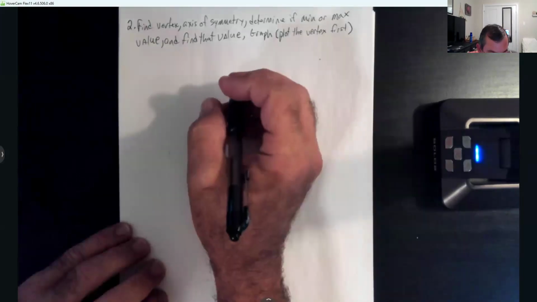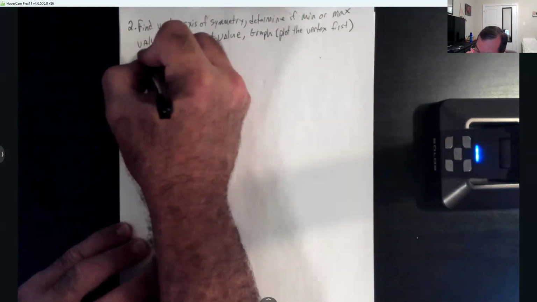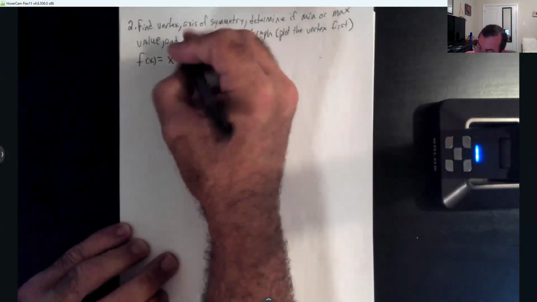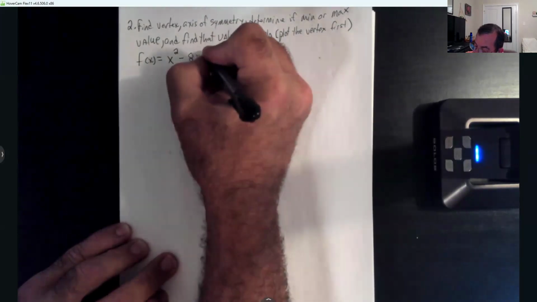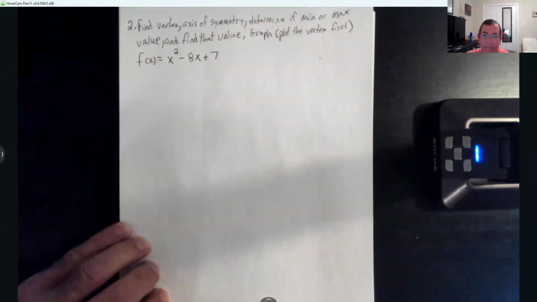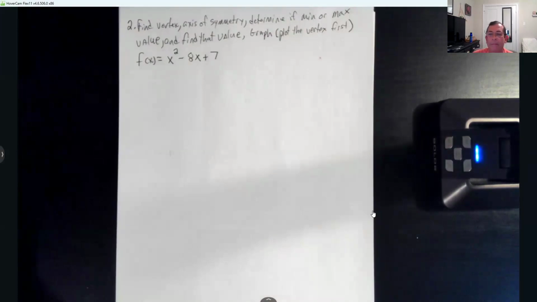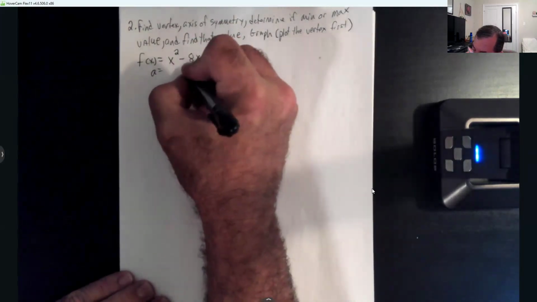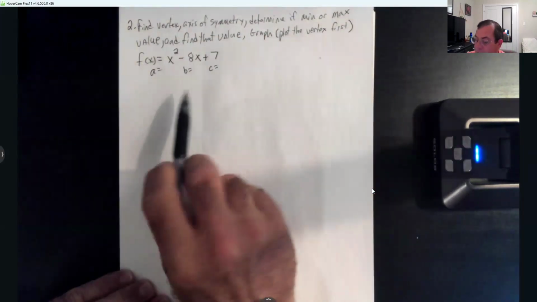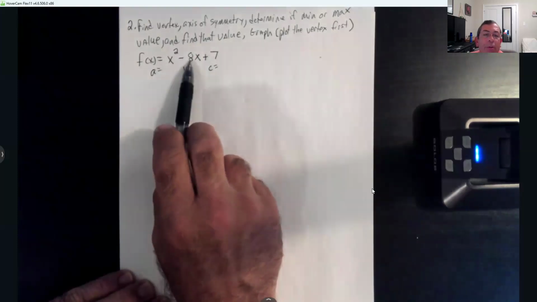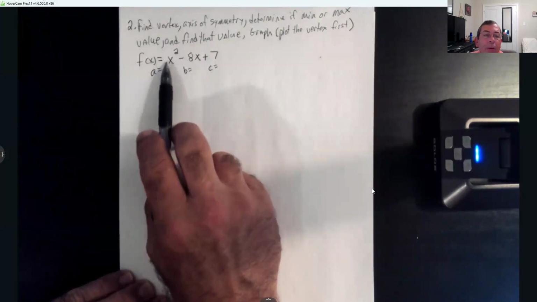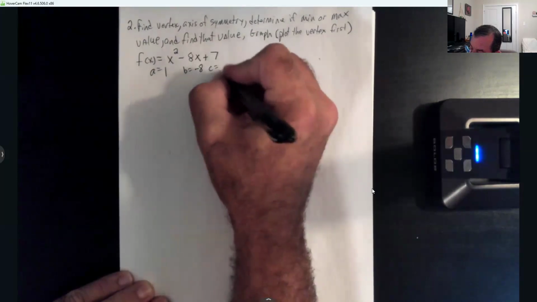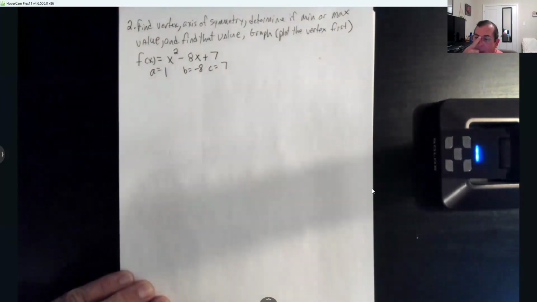All right, y'all, so the equation they're giving me on this one, f of x equals x squared minus 8x plus 7. All right, so I got to find A, B, and C real quick. And A, B, and C are just like they were on the quadratic formula. It's the numbers in front of the variables here. So that would be a 1 for the A, -8 for B, and then 7 for my C.